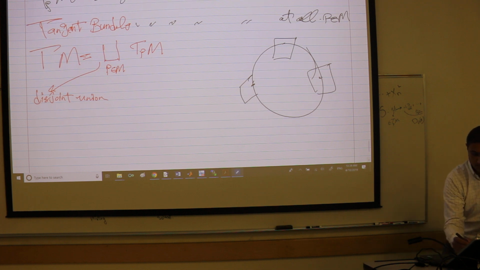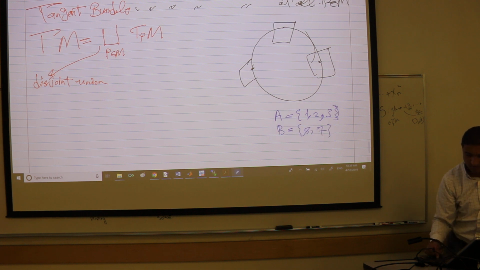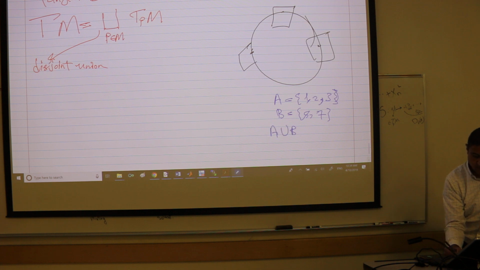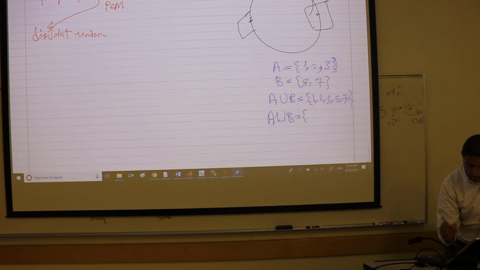Just reminding you, on a side, if you have two sets, 1, 2, 3, and maybe 5 and 7. What is the union? The regular union. That's okay. It's just a collection of all things. If you have repetition, just remove the repetition. And what is A disjoint B? Collect all the elements but keeping your identity. Where did you come from? 1 coming from A, 2 coming from A, 3 coming from A, 5 coming from B, and 7 coming from B.